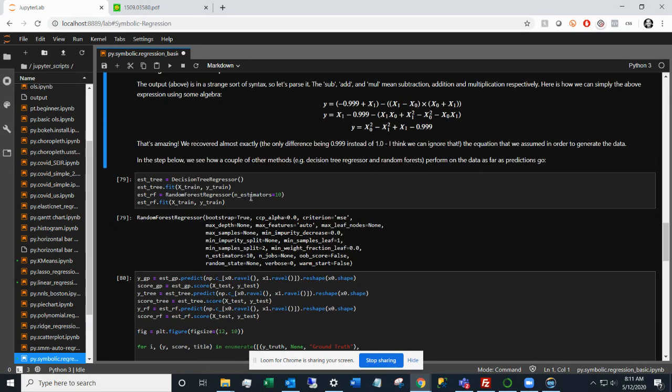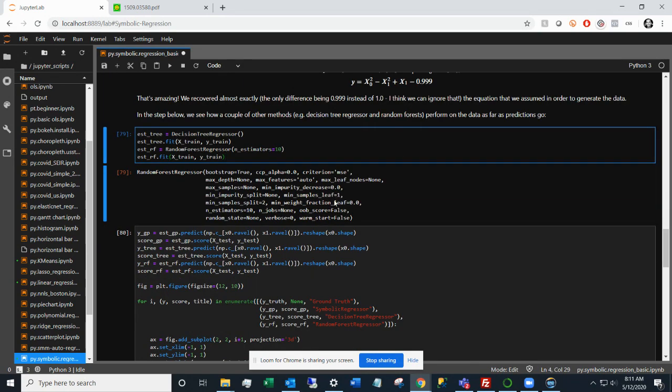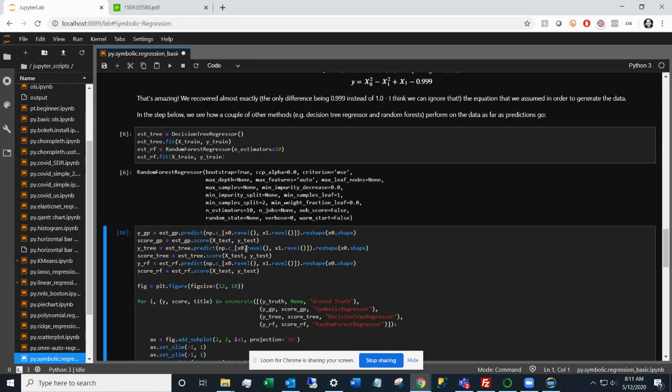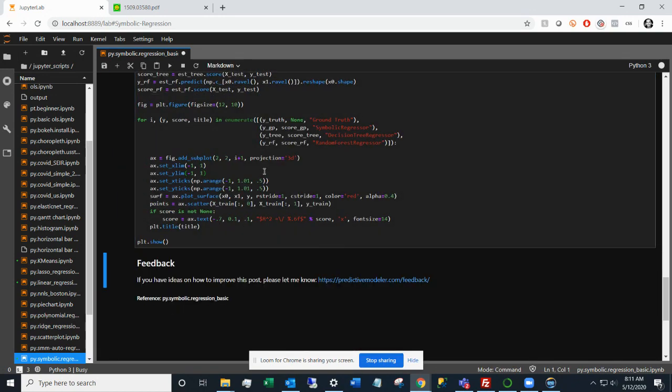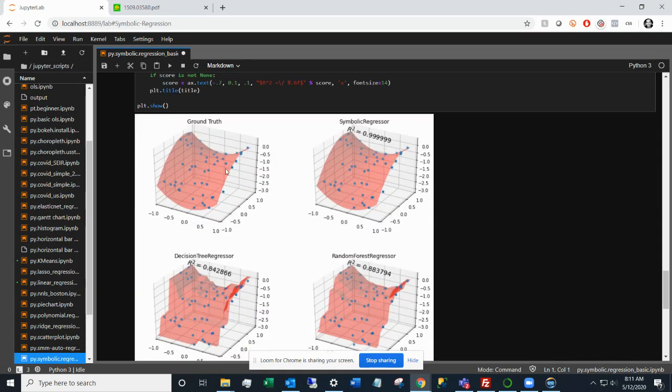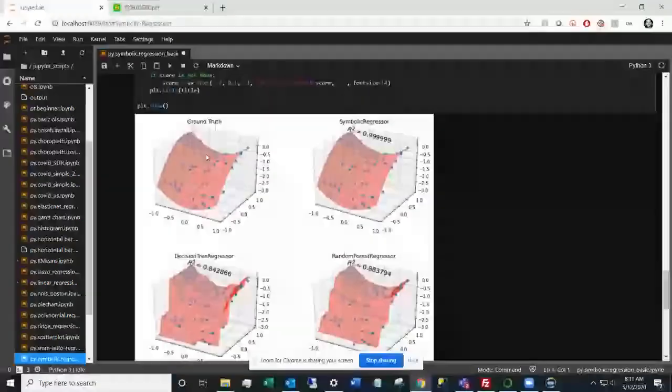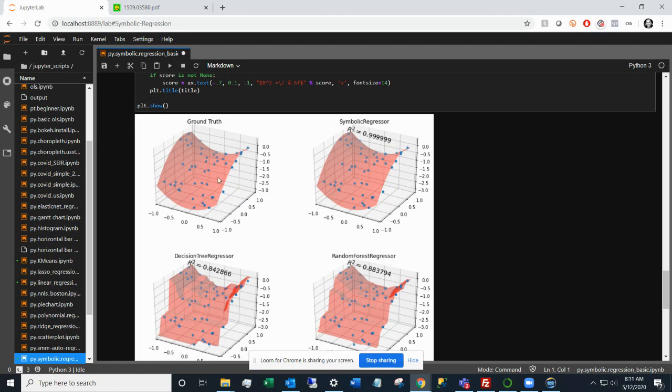And now we can see how well our function did compared to some other methods like, say, decision tree or random forest. I'm not going to go through decision tree or random forest in this example. I'll make videos later on that. But we can run that, and then we can compare the performance. So here we have our true data points. Okay, so our true data points are ground truth, and then what does our functional form look like based on our symbolic regressor, so pretty close to the original.